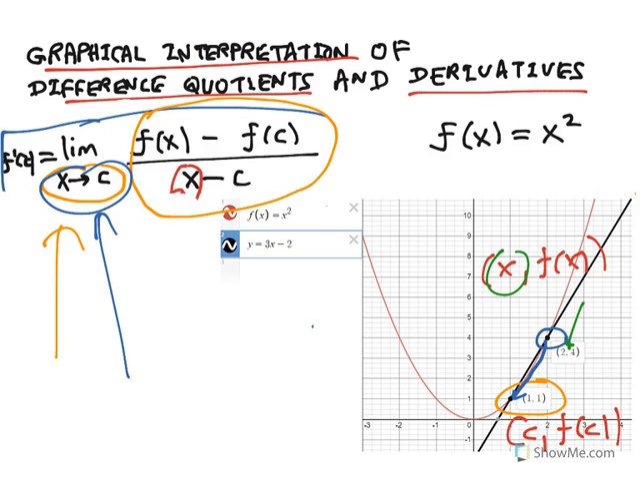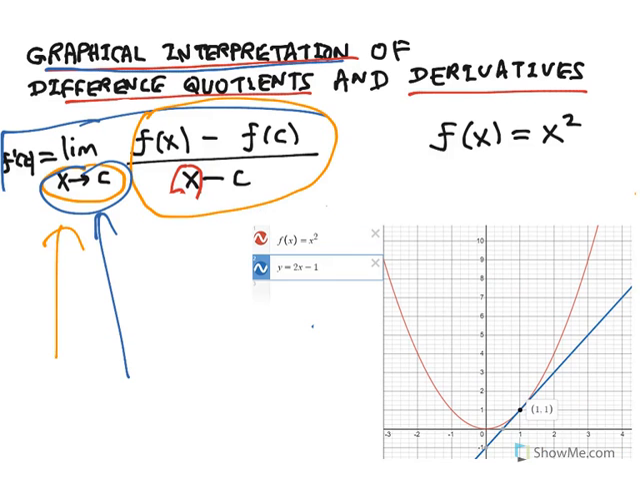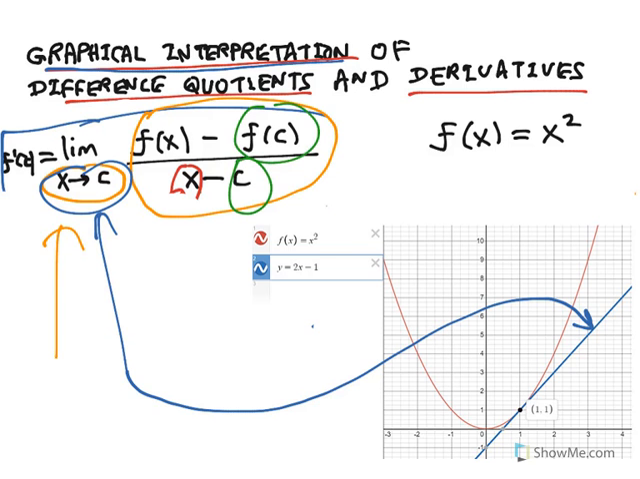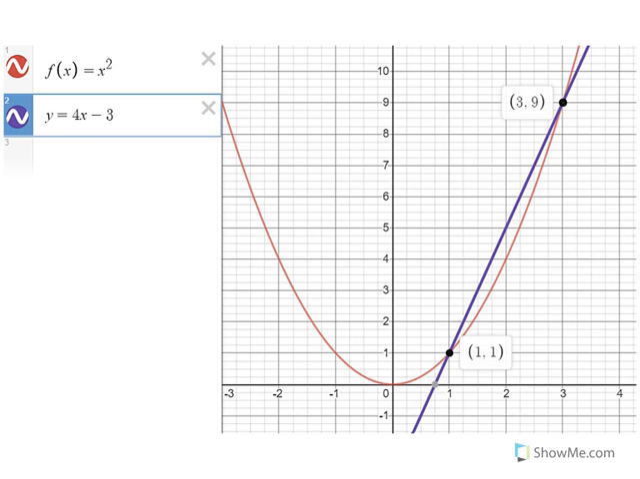It gives us the derivative, and the graphical interpretation of the derivative is that it will give us the slope of the tangent line to the graph of f at x is equal to c. So the graphical interpretation of this derivative is that it gives us the slope of the tangent line to the graph of f at x is equal to c.